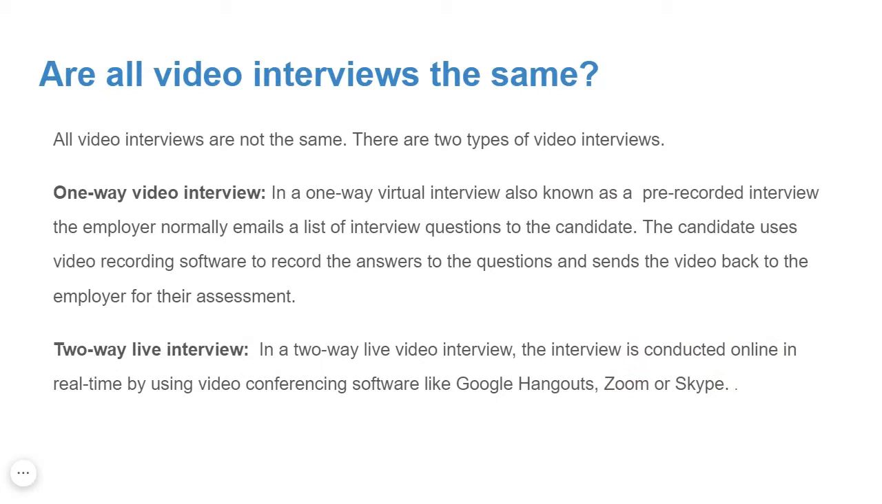In a one-way virtual interview, also known as a pre-recorded interview, the employer normally emails a list of interview questions to the candidate. The candidate uses video recording software to record the answers to the questions and sends the video back to the employer for their assessment. In a two-way live video interview, the interview is conducted online in real time by using video conferencing software like Google Hangouts, Zoom, or Skype.